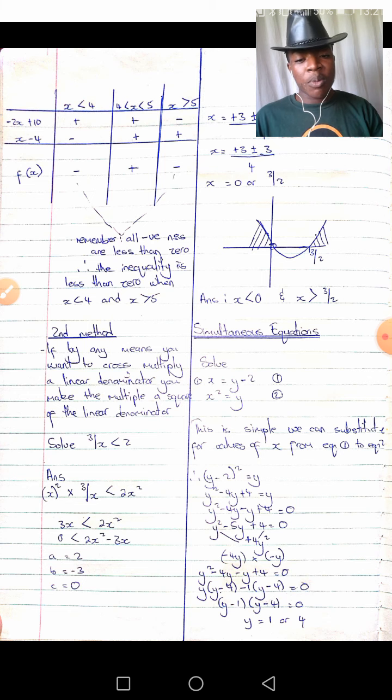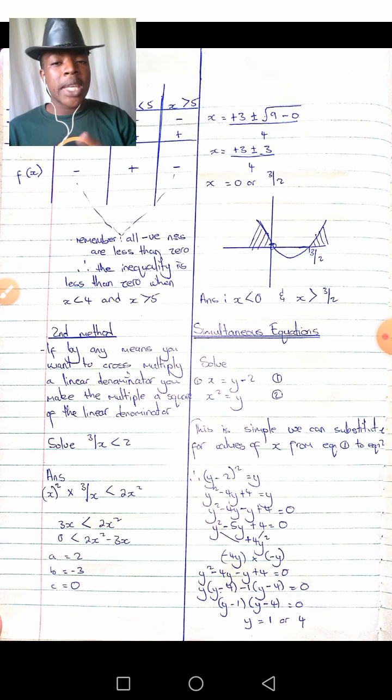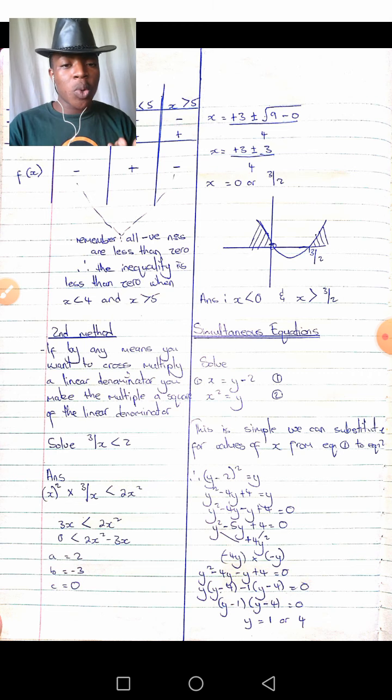From there you are getting 3x is less than 2x squared. Rearrange from there, you get 2x squared minus 3x. a is equal to 2, b is equal to minus 3, c is equal to 0. You can solve it as it is to get x is equal to 0 or 3 over 2 as your critical values or as your roots.